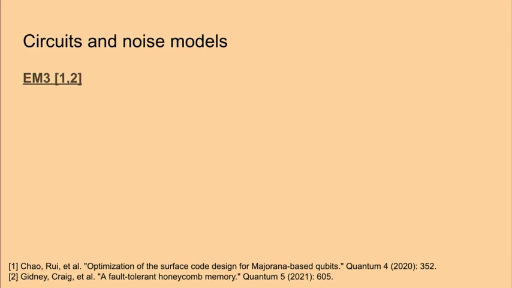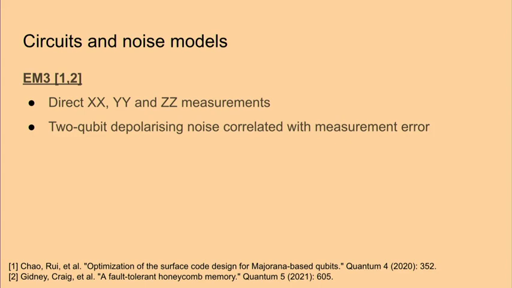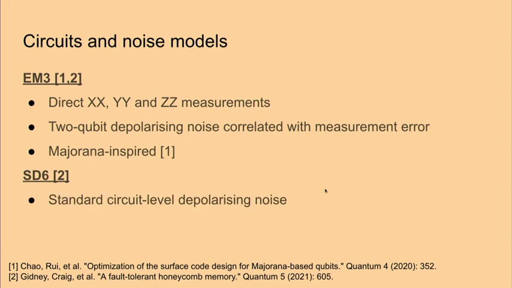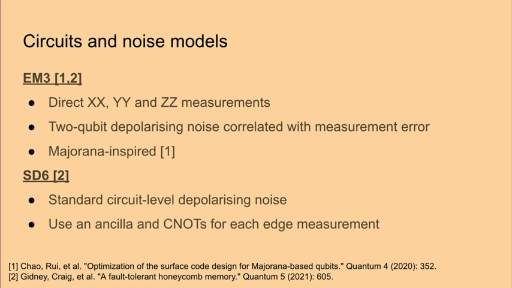So the noise models we consider are this EM3 noise model. This involves making direct XX, YY, or ZZ measurements, and then 2-qubit depolarizing noise correlated with the measurement error occurs associated with each measurement. This is inspired by Majorana qubits and was used in reference 1. We also consider this SD6 noise model, which is a standard circuit-level depolarizing noise model, which is more commonly used, where you instead use an ancilla and C-NOTs for each edge measurement.